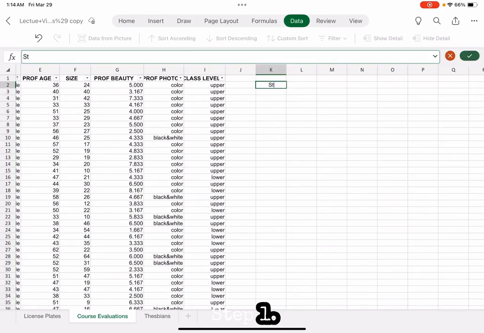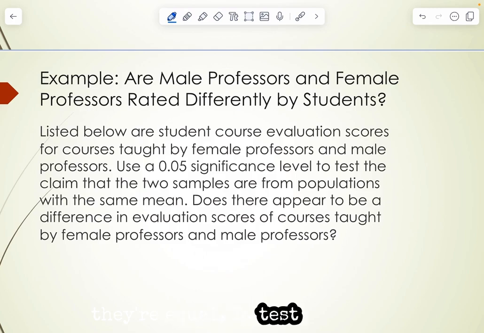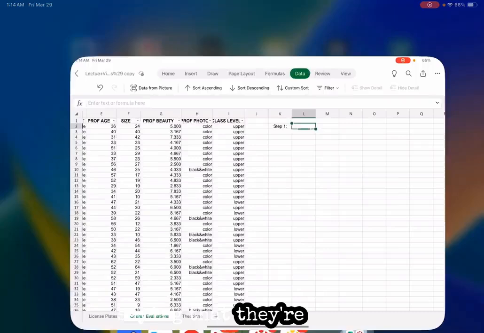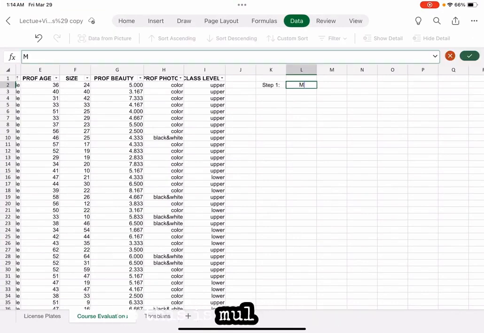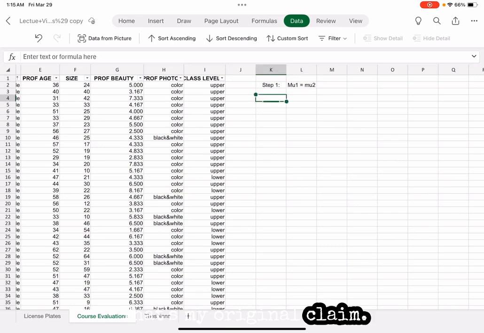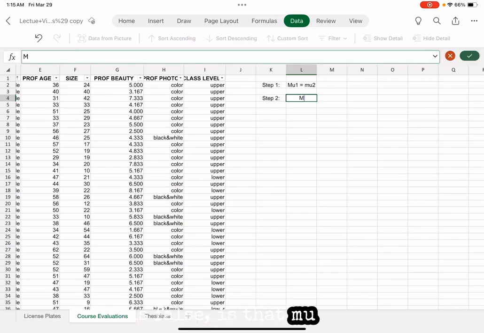Step 1. What's the original claim? The original claim is that I think they're equal. To test the claim that the 2 samples are from the same population, we're saying that they're equal. So this is the same population, which means that the mean is the same. So mu1 equals mu2, that's my original claim. The negation of that, the opposite when that is false, is that mu1 does not equal mu2.